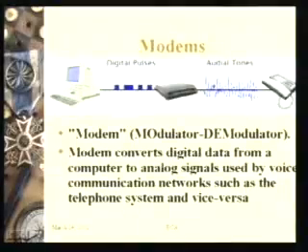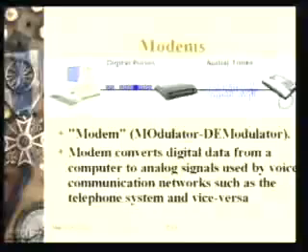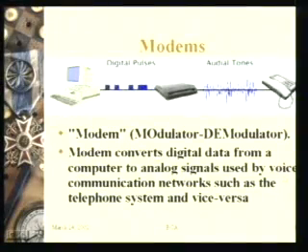Finally, it is the modem. A modem is a modulator-demodulator which we commonly use at our house. A modem converts digital data from a computer to an analog signal that is used by voice communication networks such as the telephone system, and vice versa. It sends it across and at the receiver end the reverse process is carried out and it is received the other way round. So this, in a nutshell, are some of the devices which are used in a network.